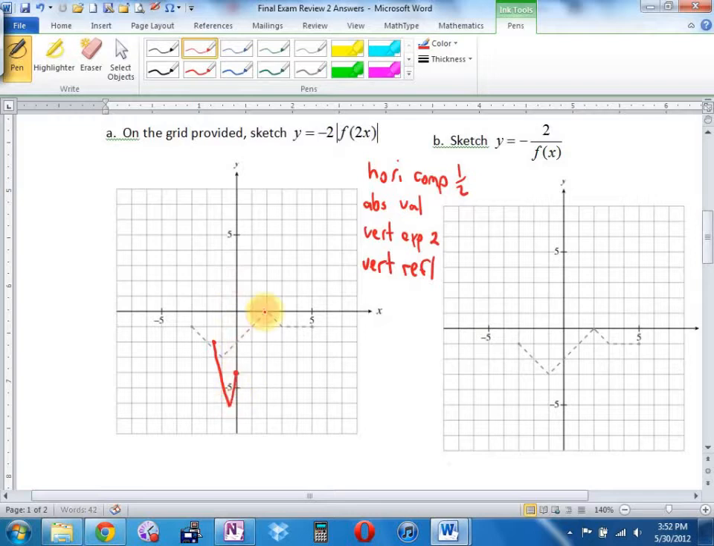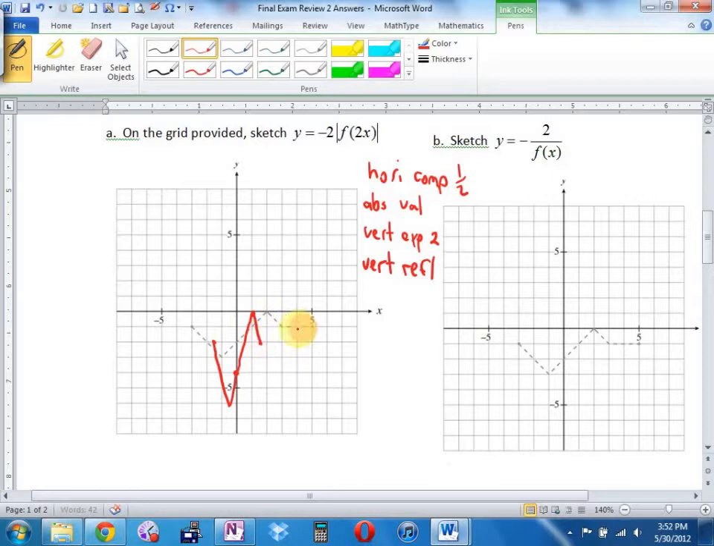Yoink. Let's do this one. Horizontally compress, 1. Absolute value, 0 high stays 0 high. Vertically expand, 0 high stays 0 high. Vertically reflect, 0 high stays 0 high. Yoink. How about this point right here? Horizontally compress, 1.5. Absolute value, 1 above. Vertically expand, 2 above. Vertically reflect, -2 above. Yoink.